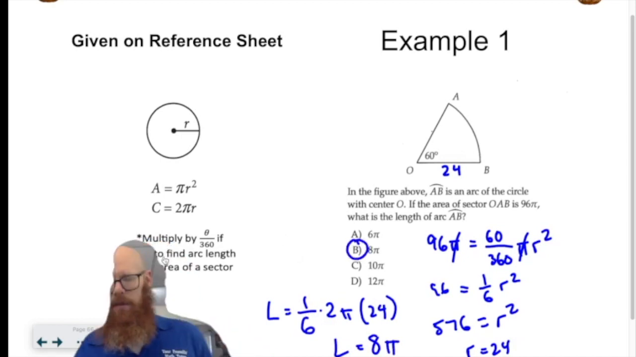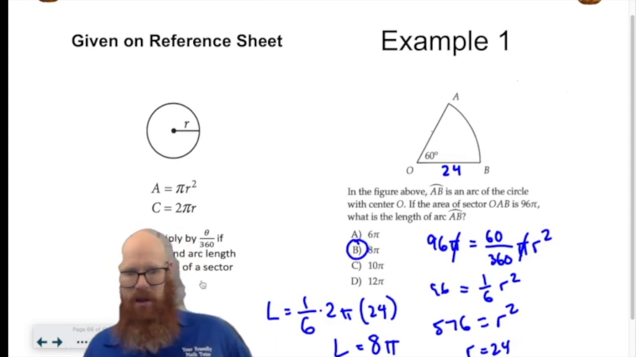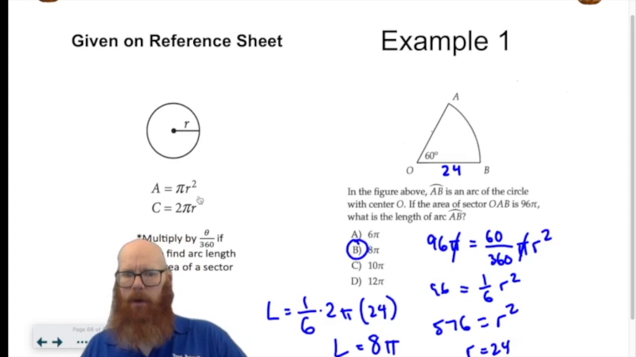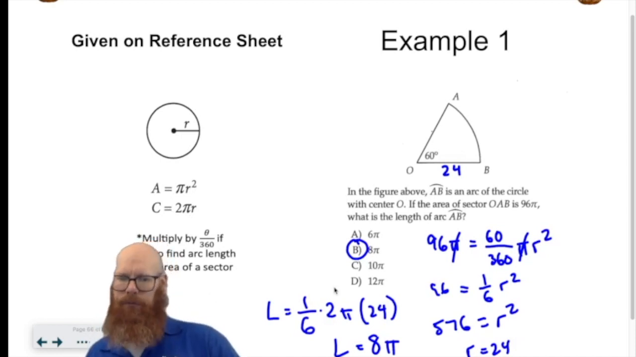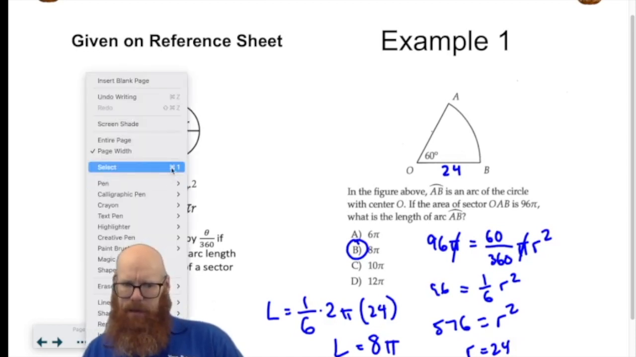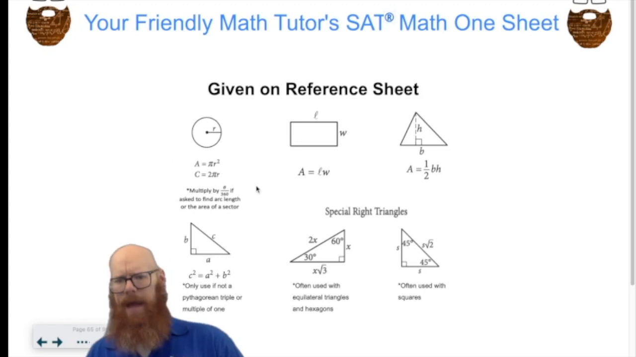All right, this little piece down here is not given on the reference sheet. Let me make that clear. What you'll be given is the top part, the area and the circumference. You have to know that in order to find the area of a sector or the length of an arc, you just multiply those formulas by the central angle over 360. All right, let's keep it going and head back to our reference sheet.